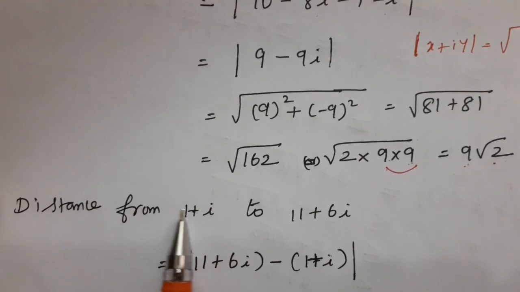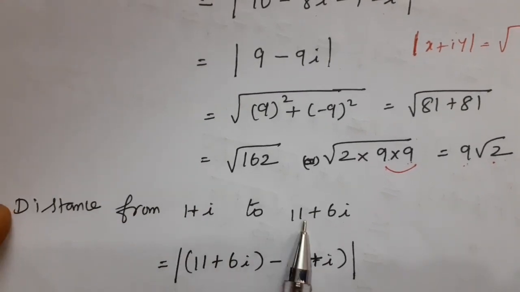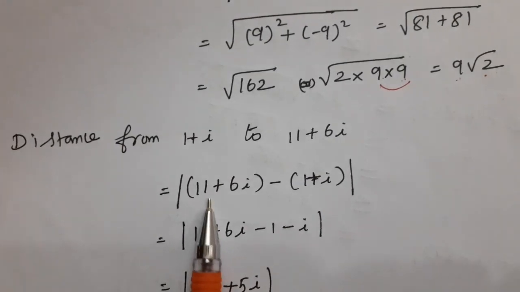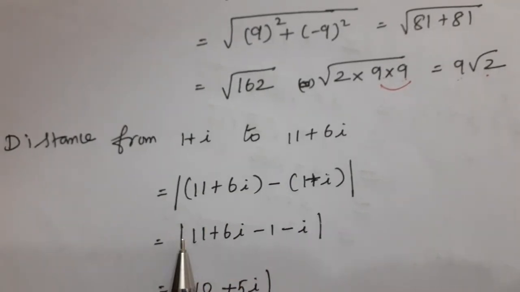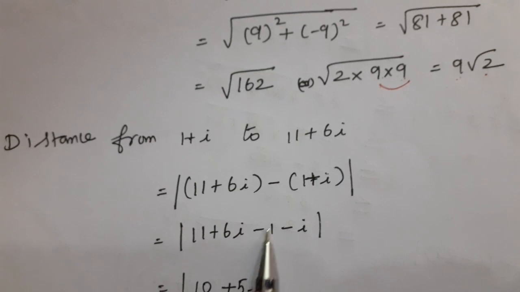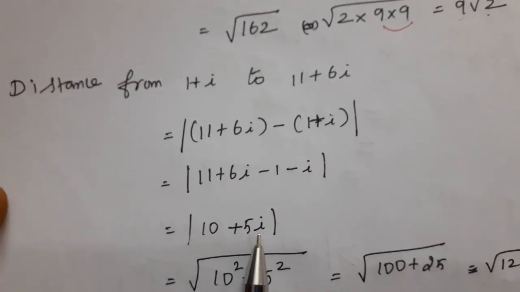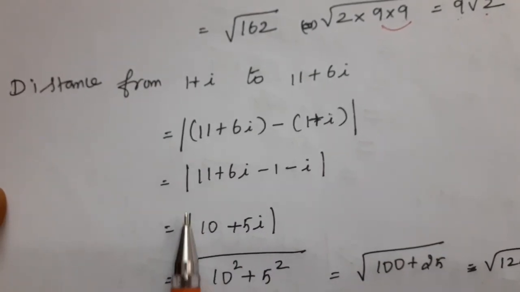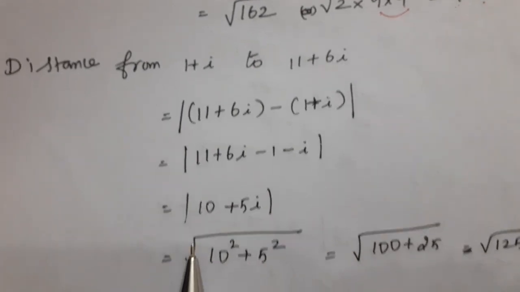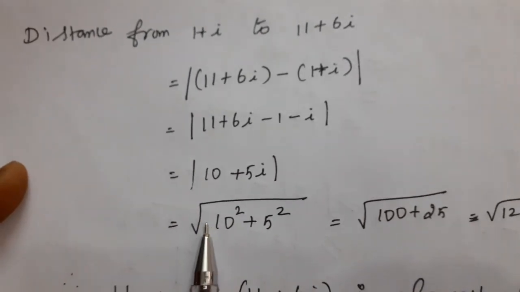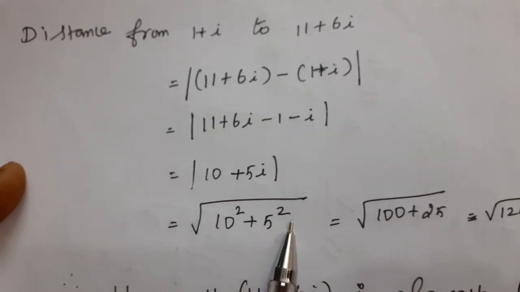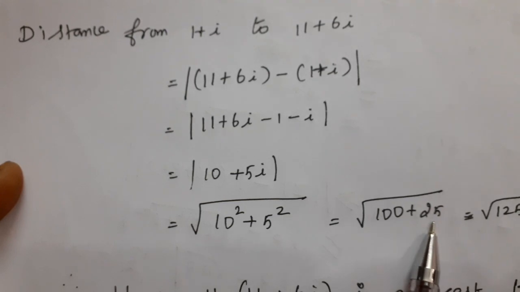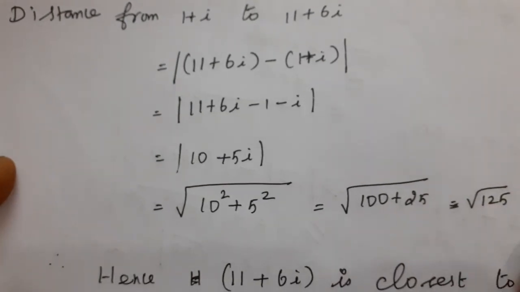Similarly, the distance from 1 plus i to 11 plus 6i. This is the same method. 11 plus 6i minus 1 plus i, that is 11 plus 6i minus 1 minus i, which makes a complex number 10 plus 5i. After getting the complex number, the modulus of x plus iy equals root of x square plus y square, that is real part square plus imaginary part square. Similarly 10 square plus 5 square, we get root 100 plus 25, we get root 125 or 5 root 5.